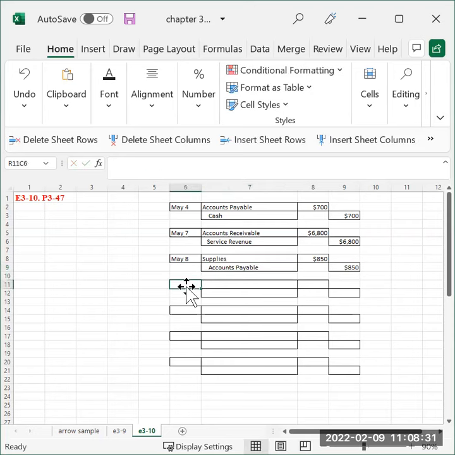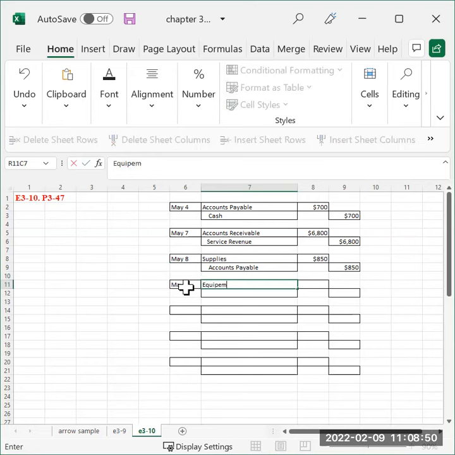All right. Now we're going to go to the next date, May 9th. Purchased equipment for $1,000 in cash. So what did we get? Well, we got equipment. What is equipment? Equipment is an asset. Assets have what kind of a balance? They have a debit balance. So to make it go up, we're going to debit it. So we're going to debit equipment. We're debiting equipment $1,000.